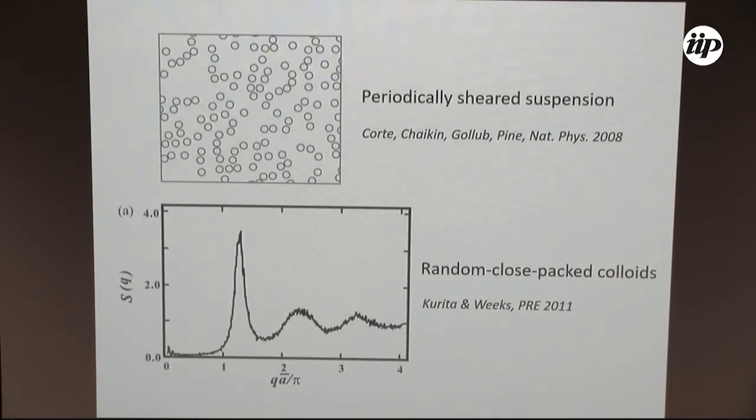This phenomenon has been observed in several experimental systems, not so much actually, so it's still unclear how important it is in practice, but it has been observed. One system is a suspension that is put in between surfaces and sheared periodically. Under certain circumstances, it becomes hyperuniform.